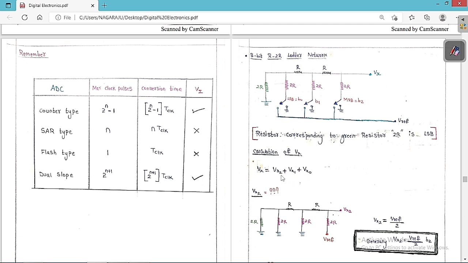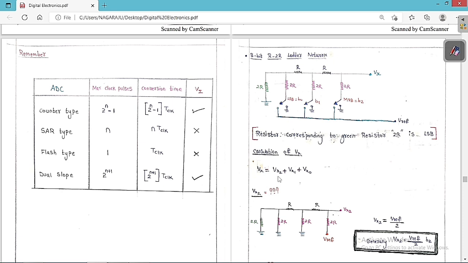Vx2 is the analog voltage when only switch B2 is on, Vx1 is the analog voltage only when switch B1 is on, and Vx0 is the analog voltage only when switch B0 is on. Therefore, with the help of superposition, we have to add each and every one. So we are going to get the overall output voltage as Vx.